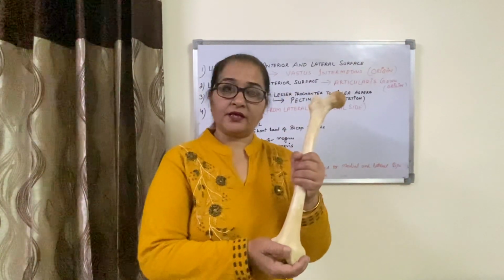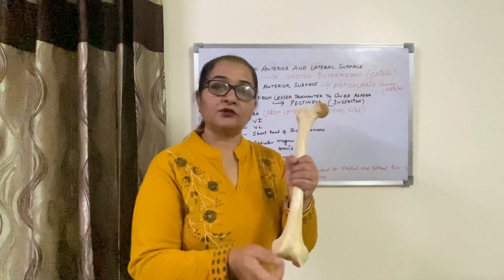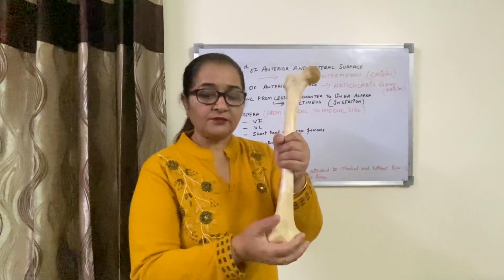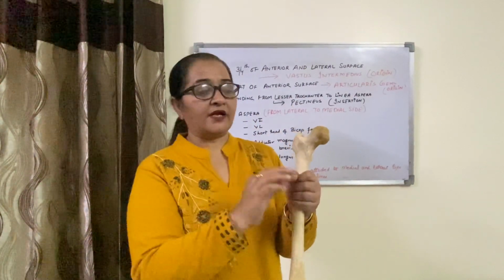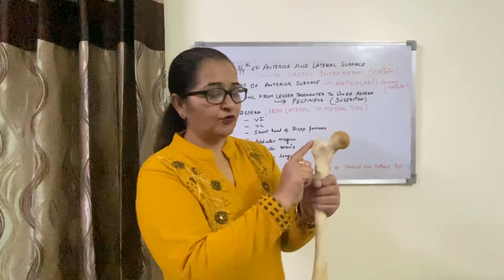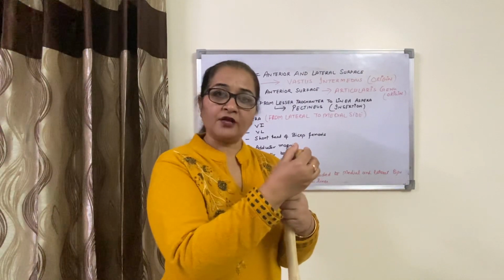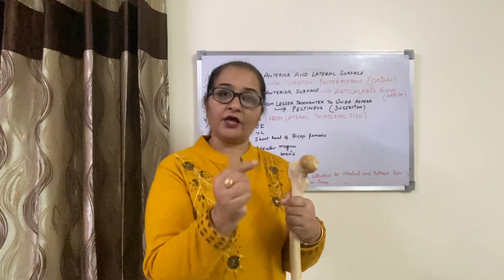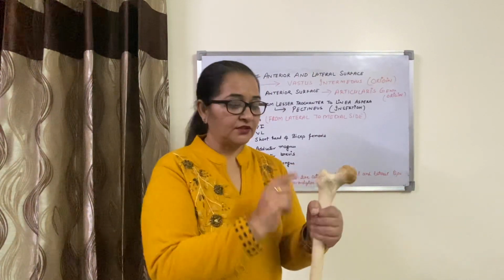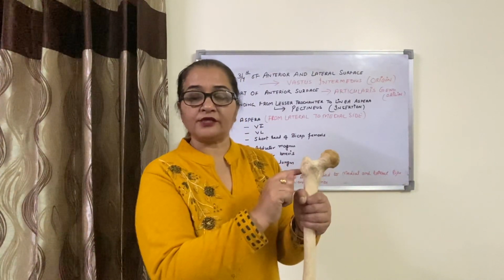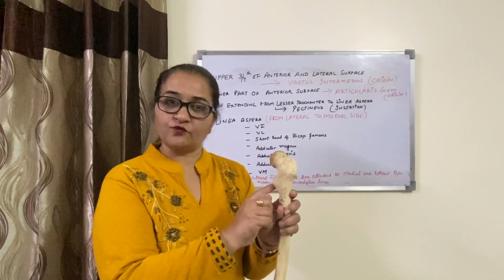It appears by the 9th month of intrauterine life. So at that time one center appears for the lower end. And for the upper end, there are three secondary centers: one for the head, one for the greater trochanter, one for the lesser trochanter. The head center develops by 6 months of life, that is after birth. The greater trochanter appears by the age of 4 years, and the lesser trochanter by the age of 12 years.